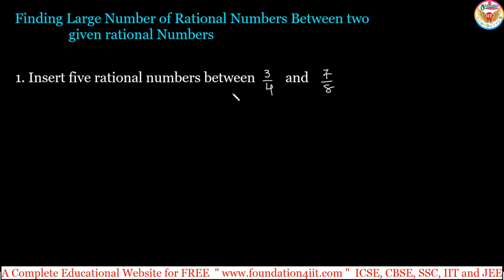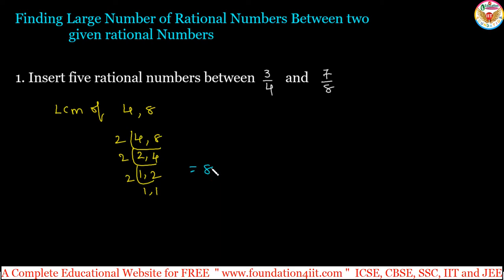If you want to insert exactly 5 rational numbers between 3 by 4 and 7 by 8, the first step is to take the denominators and find the LCM. The LCM of 4 comma 8: 2 2s are 4, 2 4s are 8, then 2 1 2, so 2 1 1. The LCM is 2 times 2 times 2, which is 8.